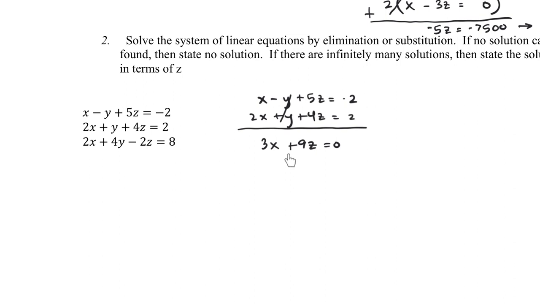So since we eliminated y in the first step, for the next step we need to choose 2 more equations and eliminate the same variable. So I'm going to choose the top and bottom equation. And since we have a 4y, this needs to be a negative 4y. So this top equation needs to be multiplied by 4.